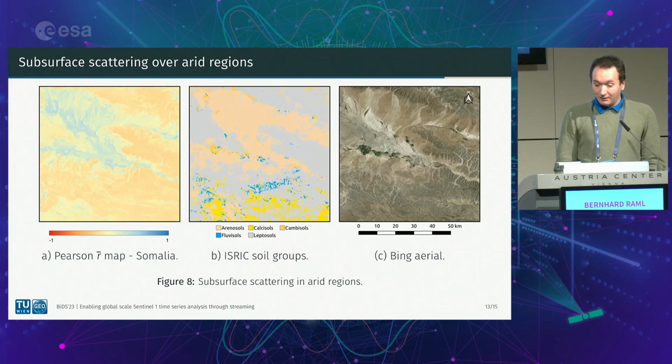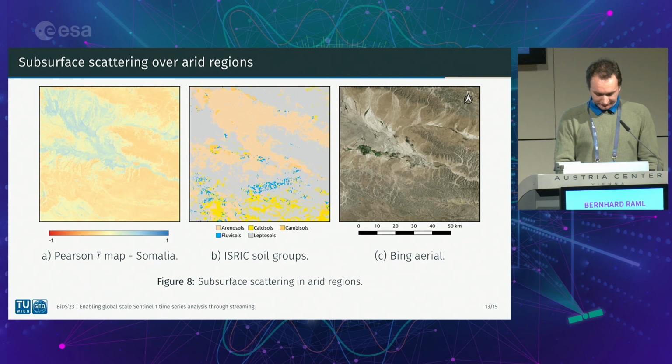Well, first, we calculated over the arid regions of Somalia, where we looked at aerial images and some soil groups. And you can see here that the soil sensitivity map and some of the soil groups nicely match up. We also want to do future studies where we investigate more deeply the relationship between this correlation coefficient and the subscatter and the soil properties.